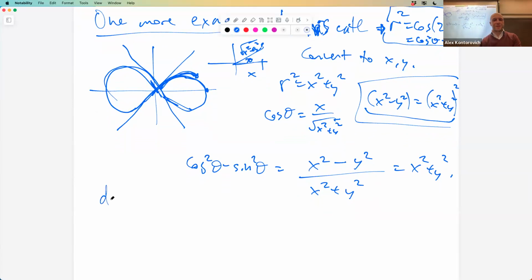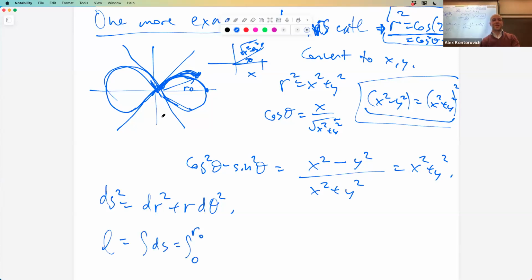Okay, so let me remind you that ds squared is equal to dr squared plus r d theta squared. Let's implicitly differentiate both sides of this and try to simplify this, let's say in terms of r. So we'll think of this as r going from 0 to whatever the radius is out here, whatever this distance is, r0. So the length will be an integral over ds, which will be an integral from 0 to r0 in r. I'll try to work that out.